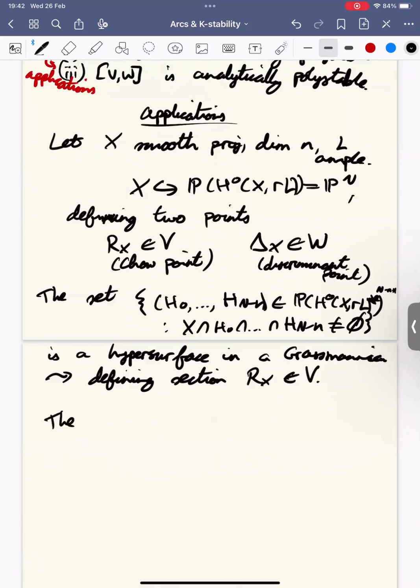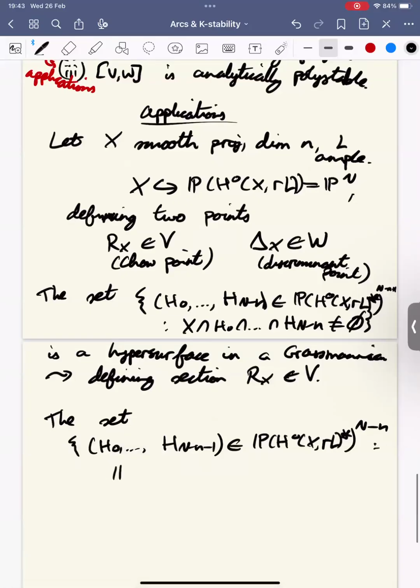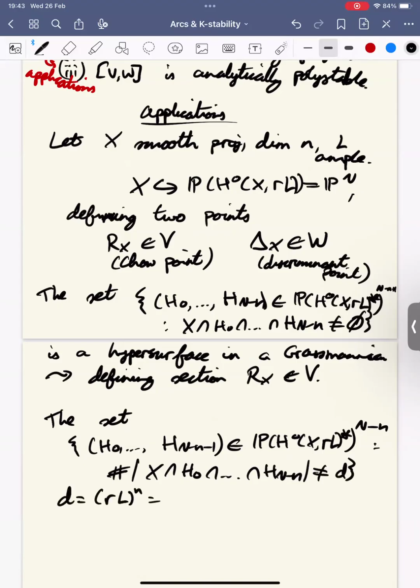So if we consider instead the set H0, and now we include one fewer. So this is in P, again, the dual projective space, to the n minus n. And here instead, rather than asking that it vanishes, generically this will hit X in D points. I just ask for this to be fewer than D points. So the literal number of points, not counted with multiplicity, of X intersect H0 intersect Hn minus n is not equal to D, where D is the degree of X. So D is explicitly the degree of X.